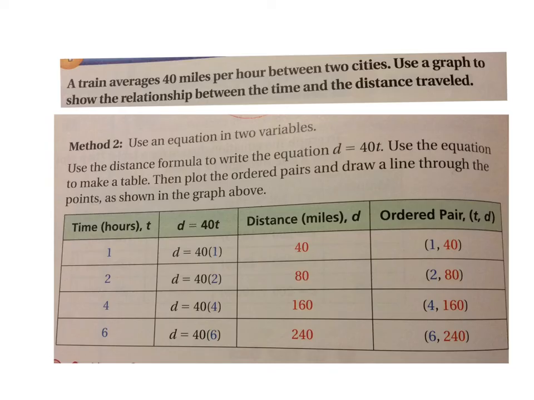Another option to solve that problem would be to write an equation in two variables and then make a table based on that. So you can use the distance formula, which you recall is D equals RT, and D stands for distance. In this problem, it did not tell us anything about the distance traveled. It just told us the speed was 40 miles per hour. So since we don't know D, we will leave D alone. We'll just leave it as D for our equation.